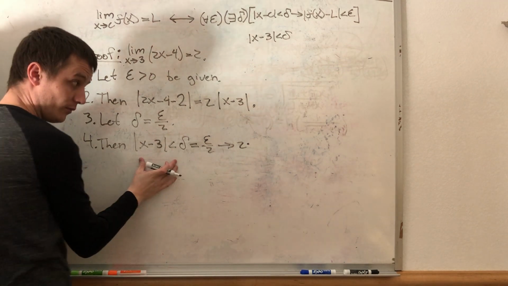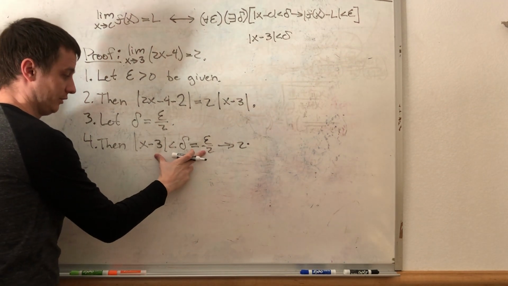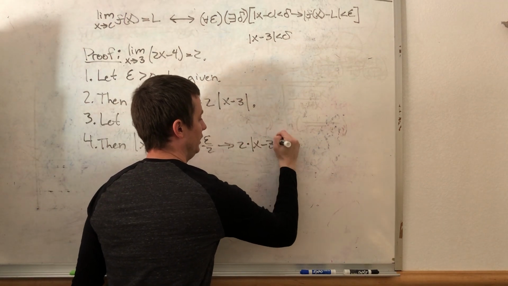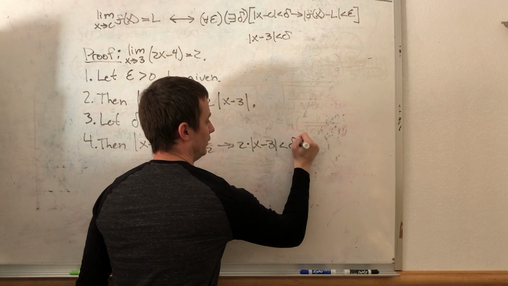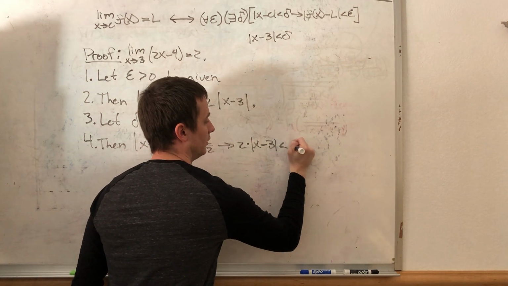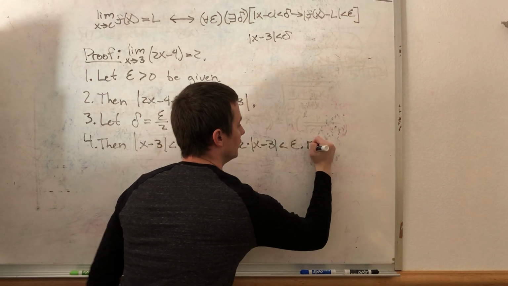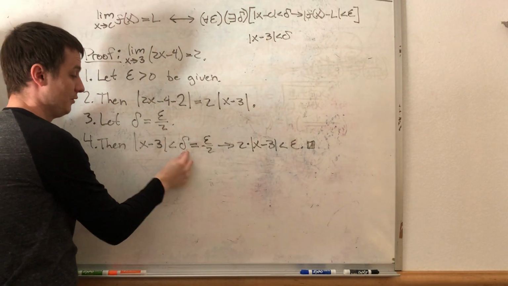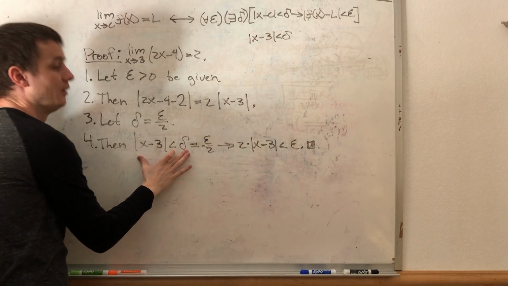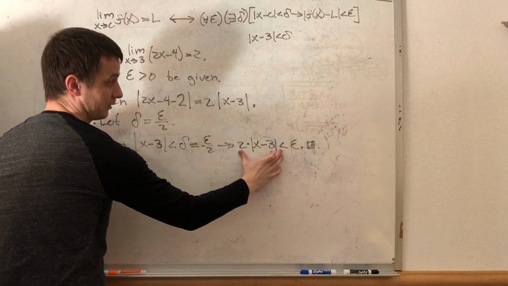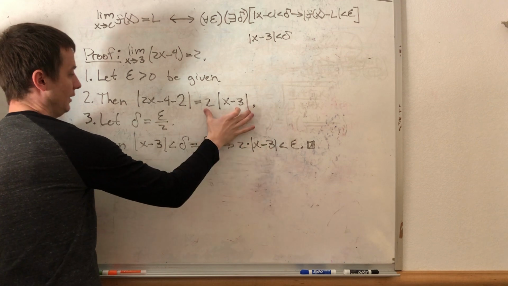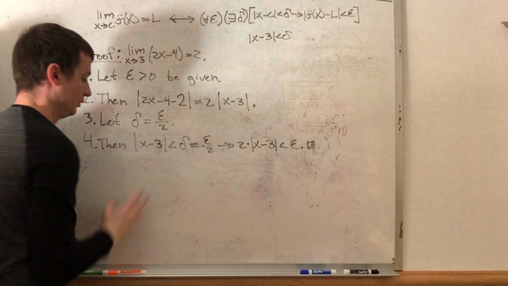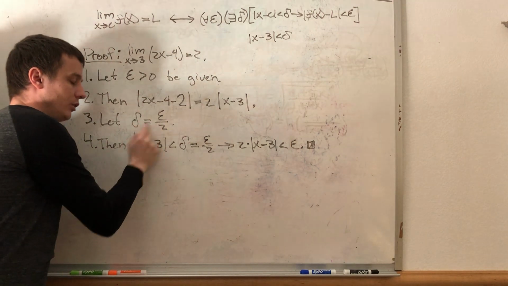Okay, sorry. So, if I multiply both sides of this inequality by 2, then I get 2 times |x minus 3| is less than epsilon. And we're done. That's what we were after. We were trying to find a delta such that if |x minus c| is less than delta, then |f of x minus L| is less than epsilon. We found that delta. That delta is epsilon over 2. So we're done.